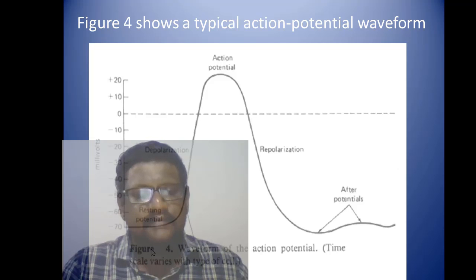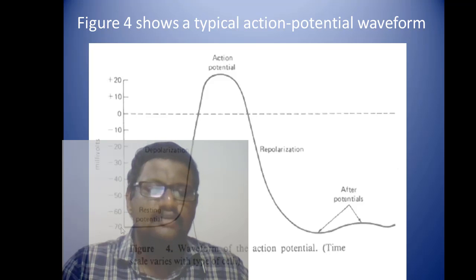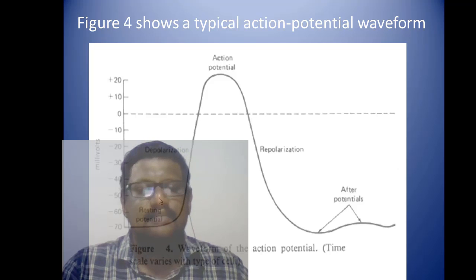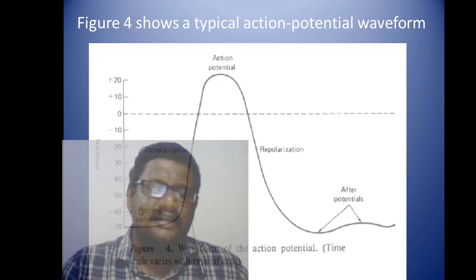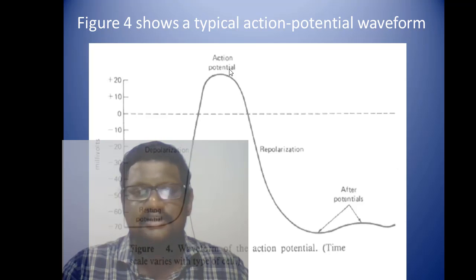So resting potential is where the cell is negatively charged. You may be able to infer the value here, minus 70. So minus 70 millivolts is the voltage inside the cell membrane. That is called the resting potential. This is the resting state. When the cell is excited, what happens? The cell becomes active. The cell goes to activeness. That is also called the action potential.